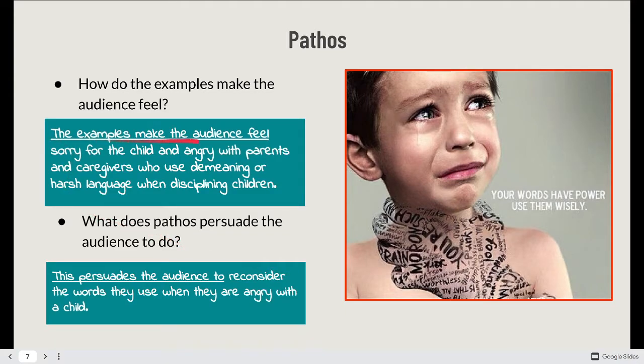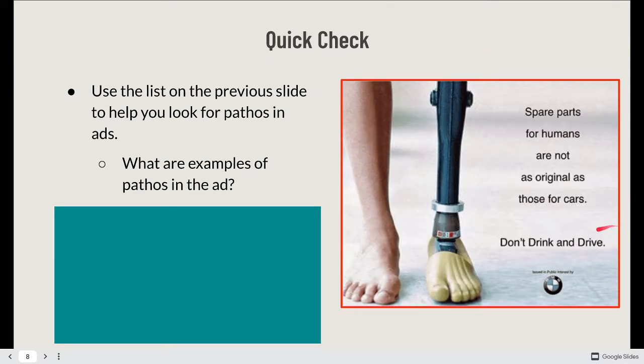So yeah, the examples make the audience feel sorry for the child and angry with the parents and caregivers who use demeaning or harsh language when disciplining children. And then for our last question, what does pathos persuade the audience to do? Well, it persuades the audience to reconsider the words that they use when they are angry with children. See how that works? See how this image really triggers us, really makes us feel concerned and worried and upset. And that makes it all more effective. That's why tone matters.